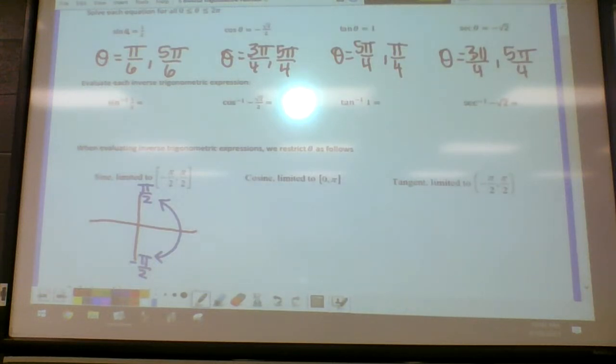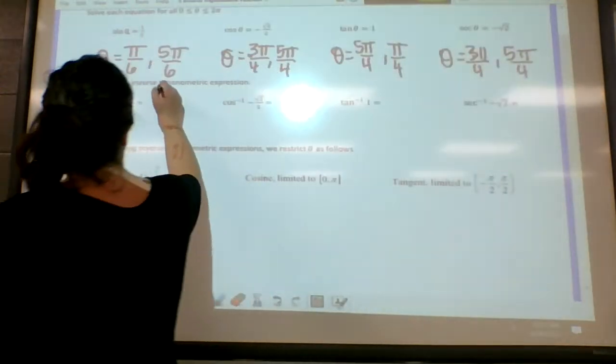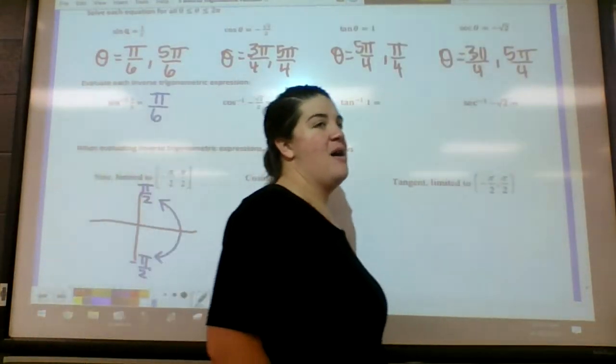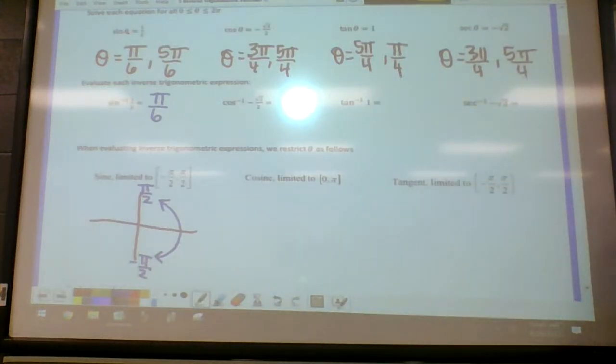So if somebody asks you for sine inverse of something, you are only looking here and here, okay? So when I say sine inverse of a half, you're only going to look in quadrant 1. And you would say sine inverse of a half is pi over 6. Just one angle. So you're not going to say the 5 pi over 6. That is not where sine inverse lives. So they've restricted sine inverse down, saying it's only in those two.